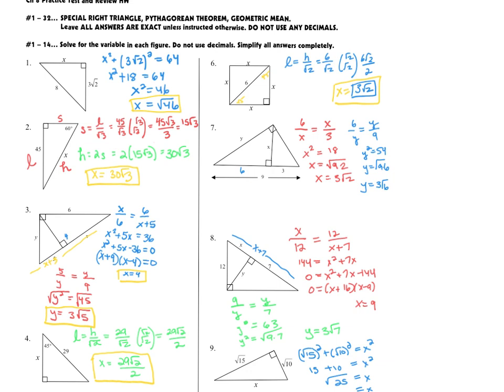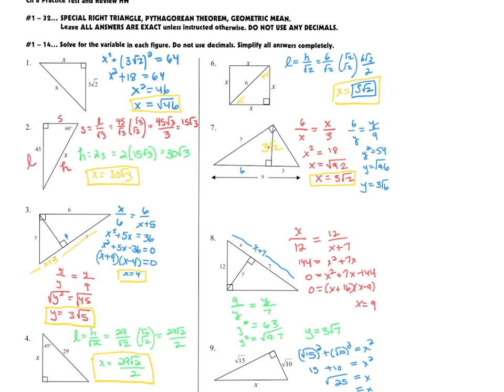In number 7, we can use the altitude as the geometric mean. So here is our geometric mean, and if this is 9, then this must be 6 if this is 3. And so we're going to be able to cross multiply and divide there, and we end up with 18, and that's 9 times 2, so that's going to give us 3 times the square root of 2, and that'll be for this in here.